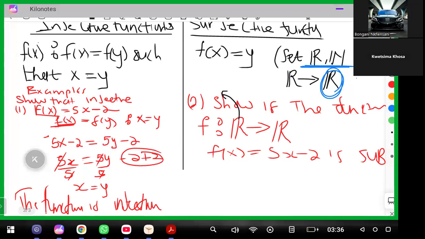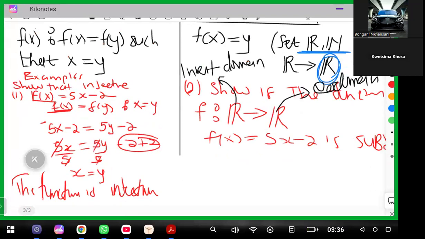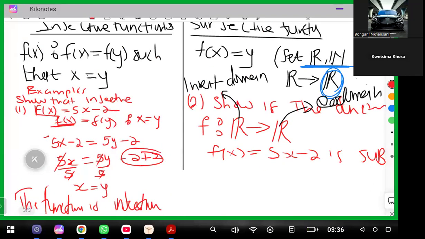By these terms, this one is our input value, what we call the domain. Then this one is our codomain. So we must check whether an input value of x will always give us an output value of y, which is a real number. As you can see, the condition is real number maps to real number.